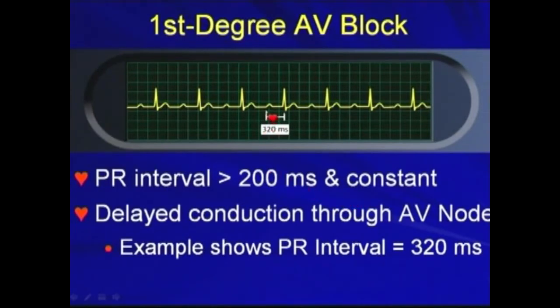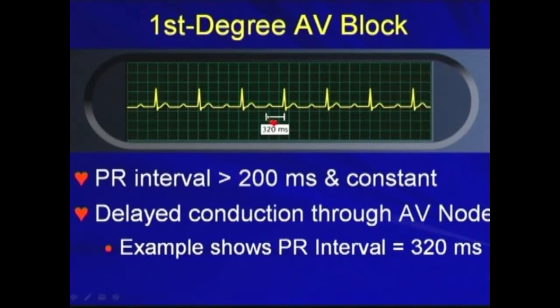Remember, the PR interval is measured from the start of the P wave to the start of the Q wave. So if it's more than 200 milliseconds, then it's a first degree AV block. It implies delayed conduction through the AV node.